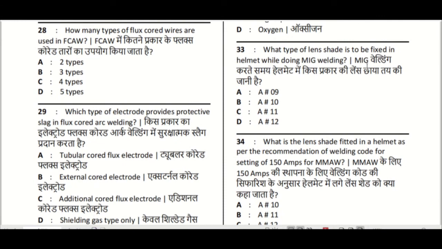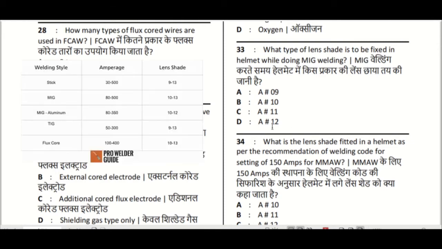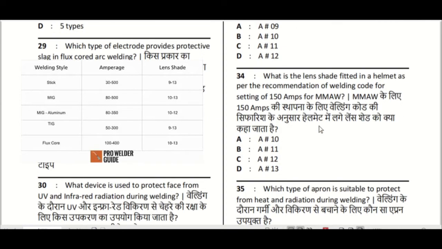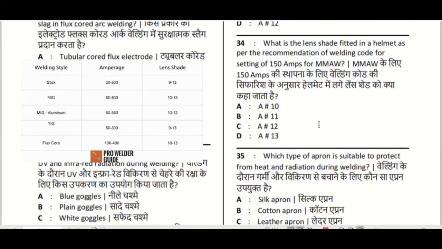What type of lens shade is to be fixed in helmet while doing MIG welding? MIG welding, A-12.